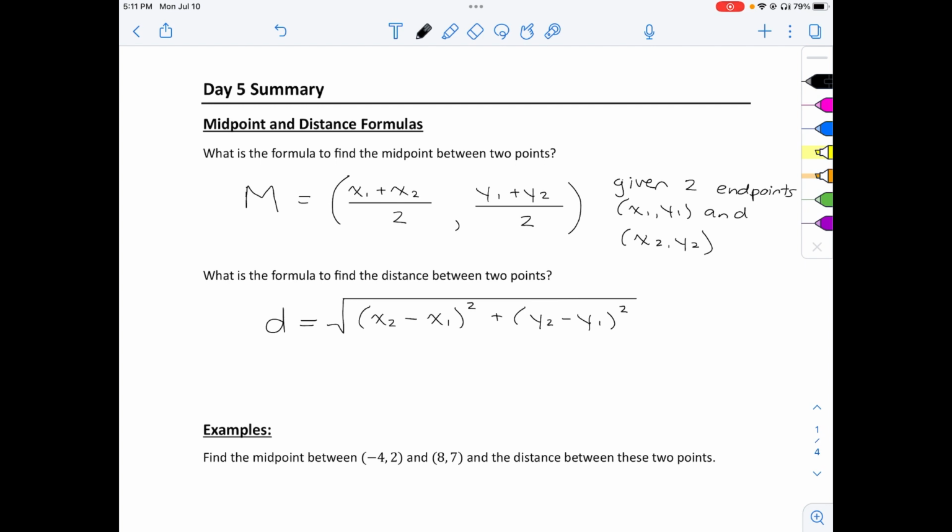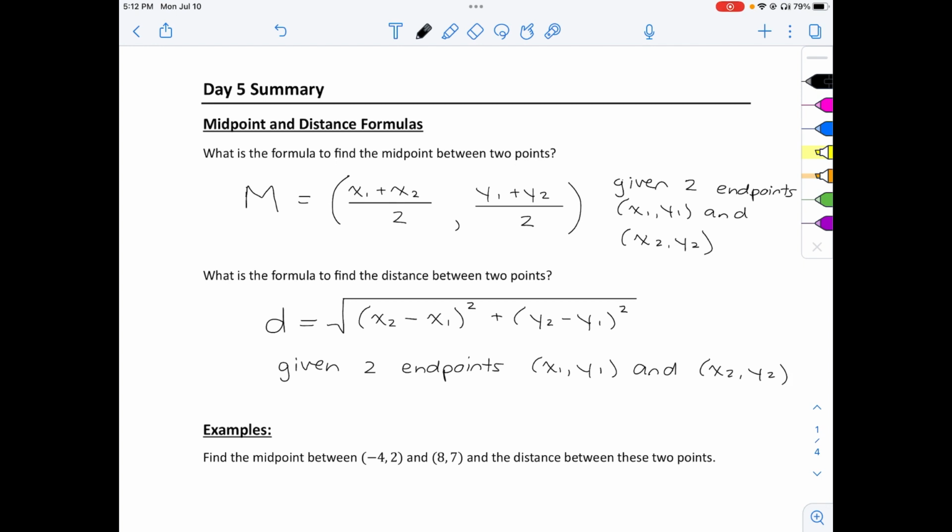It's not a confusing formula, but there's just a lot going on, and it is derived from the Pythagorean theorem. There is a video on Brightspace explaining that if you are interested in where the formula comes from. But again, this is given 2 endpoints, and those endpoints are represented as x1, y1, and x2, y2.